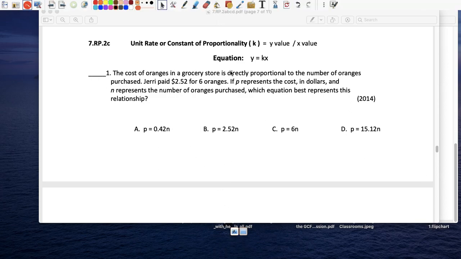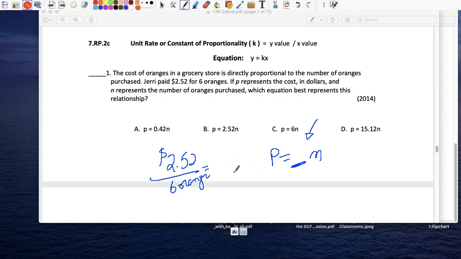The cost of oranges in stores is directly proportional to the number of oranges purchased. Okay, so the cost, yeah. So he paid $2.52 for 6 oranges. Write an equation. If P represents the cost in dollars and N represents the number of oranges, which equation best represents this relationship? So P is a total. So we want P equals something N. And that's what we're looking for, right? Because that is your unit rate.